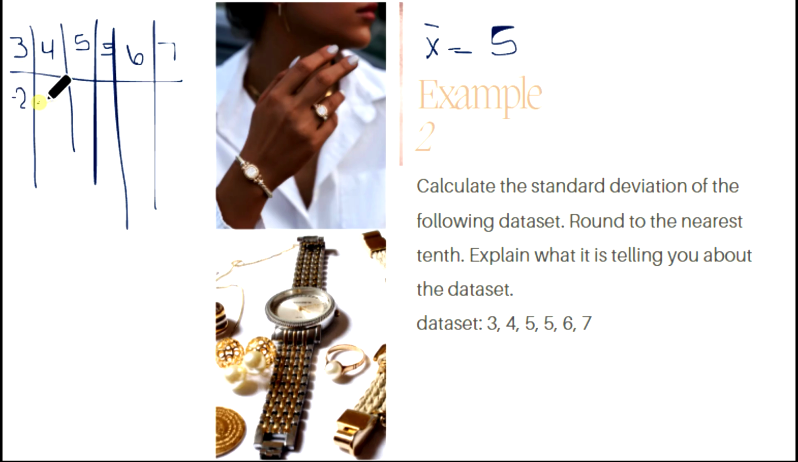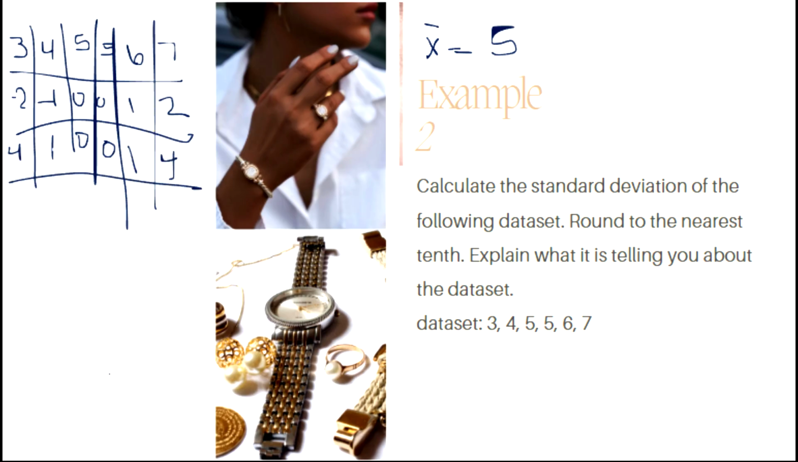4 minus 5 is negative 1. 5 minus 5 is 0, 0. 6 minus 5 is 1. 7 minus 5 is 2. We need to get rid of the negatives, so now we're going to square them. So we have 4, 1, 0, 0, 1, 4.